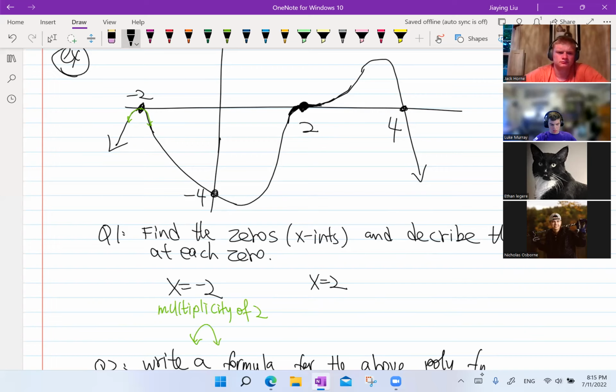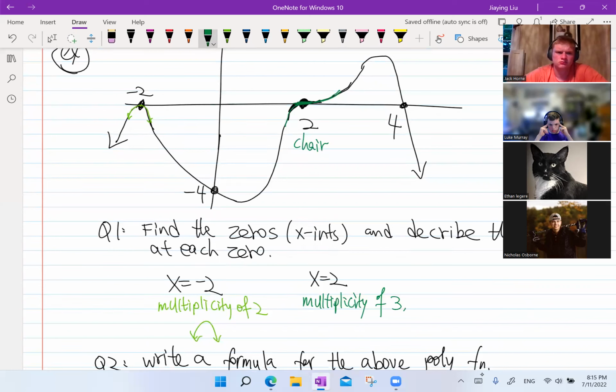So what does the multiplicity look like? Well, the graph looks like it's going to go up to this point and become a little bit flat. But then after that, it passes. So it doesn't cross like a straight line, it crosses like a chair. So this has a multiplicity of 3, or could be 5, but let's keep it simple, leave it as 3, because it looks like a chair shape.